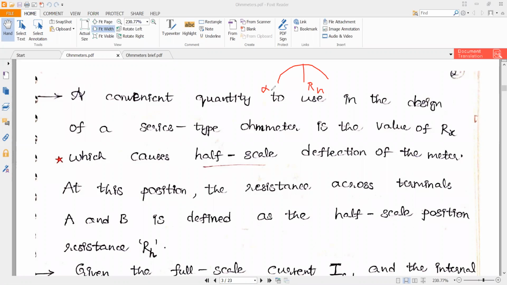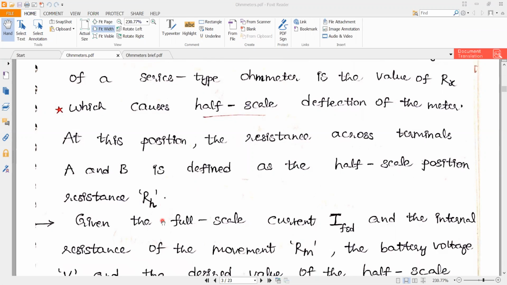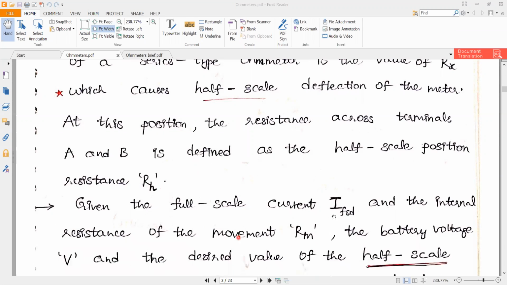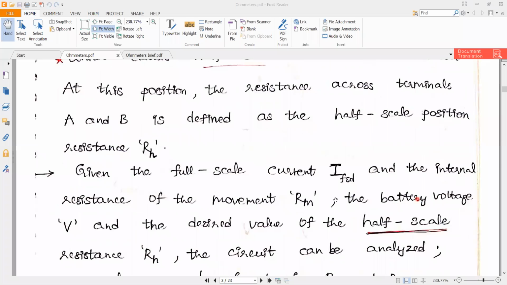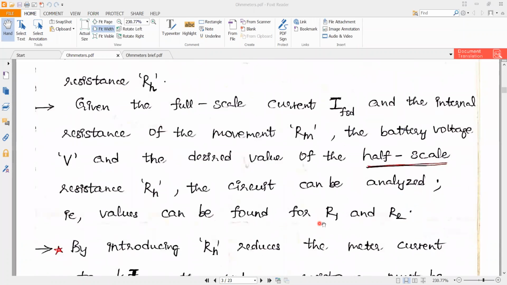This is the infinite scale and this is the 0 scale. At this position, resistance across the terminals A and B is defined as a half scale position. I'm going to treat that resistance as RH here. Given the full scale current IFSD and the internal resistance of the movement, that is Rm, the battery voltage capital V, and the desired value of the half scale resistance RH, the circuit can be analyzed. That is, the values can be found for R1 and R2.